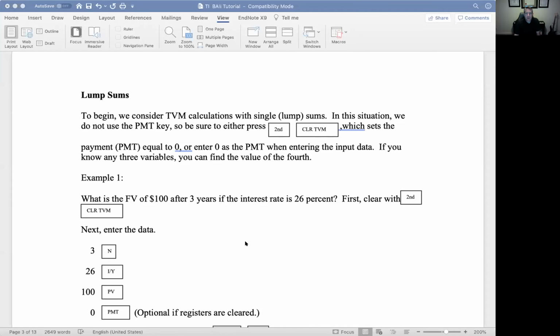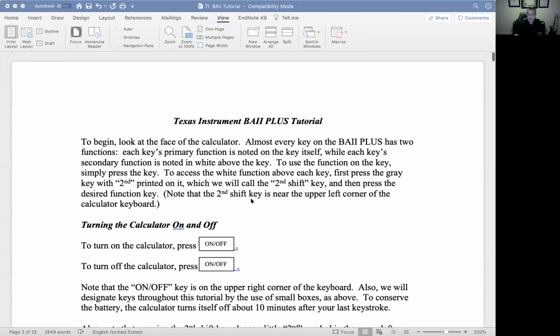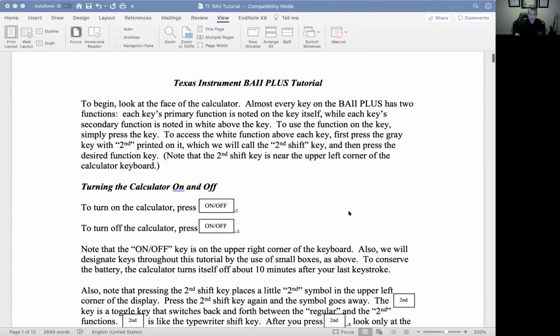As I mentioned before, this document is available in the module section of Canvas, and I think the very first document of module 2 is this Texas Instruments BA II Plus tutorial. So if you have any questions, you can rewatch this video or look at the tutorial Word document. If you still are not sure and are having issues, then please give me a call or shoot me an email, and I'm happy to meet with you. Any questions before we end?